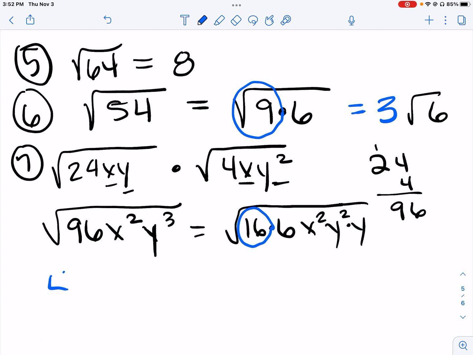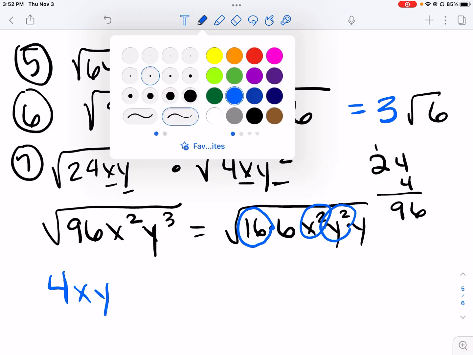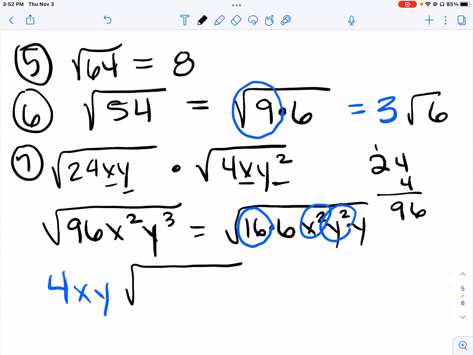Square root of 16 is 4. The square root of x squared is x. The square root of y squared is y. And what's left over inside is a 6y.